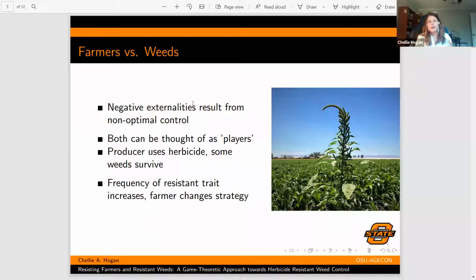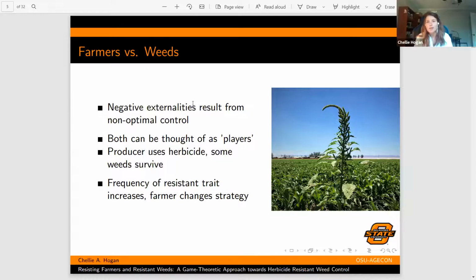And so when it comes to thinking about the economic aspect of this problem, there are negative externalities that result from non-optimal control of weeds. When I say negative externality, as an example, if I'm a farmer and I'm planting a certain cropping system and I notice there are weeds popping up and they're not really being controlled very well by my herbicide strategy, but I'm just going to keep doing what I'm doing. I'm just going to keep spraying the same thing, hope that they'll just go away.